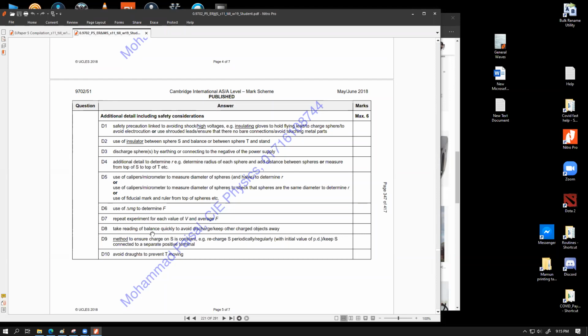Take reading of balance quickly to avoid discharge, or keep the other charged objects away. Actually, this is a pretty important thing that I didn't say. We have to take the readings pretty fast because every charged object does leakage of charge. Leakage of charge means that if you have a charged sphere placed in normal atmosphere, you shouldn't expect this object to hold that amount of charge over infinite duration of time, because it is exposed to atmosphere.